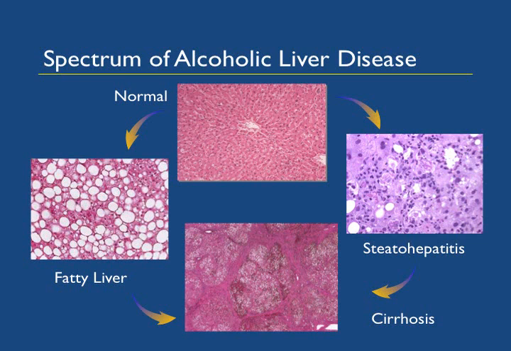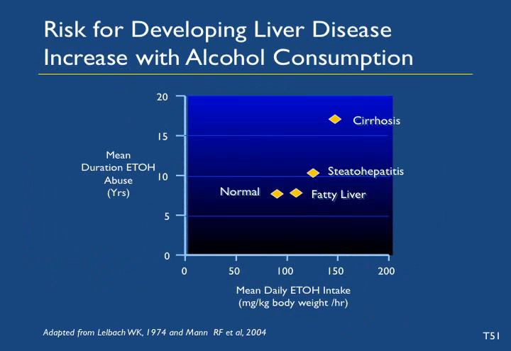Steatohepatitis essentially refers to the combination of fat and inflammation with accompanying evidence of hepatocyte death. A subset of patients with this appearance have severe alcoholic hepatitis, which is the topic of this talk. Fibrosis can be present in both fatty liver and in steatohepatitis, and if there is significant fibrosis, this is called cirrhosis. The likelihood of developing liver disease increases with both the duration and amount of alcohol consumed.